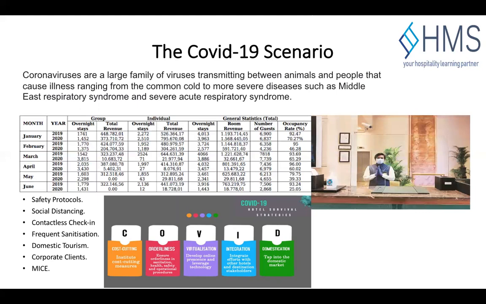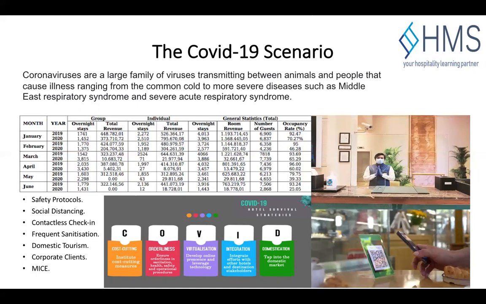Now there are glasses at hotel receptions, especially in luxury and boutique hotels, and now even in other categories of hotels, for safety precautions and COVID-19 guidelines. Complying and adhering to the same would eventually also result in the hospitality industry bouncing back. And of course, contactless checking and domestic tourism and corporate clients and MICE and social distancing would help us overcome this COVID 19 crisis.